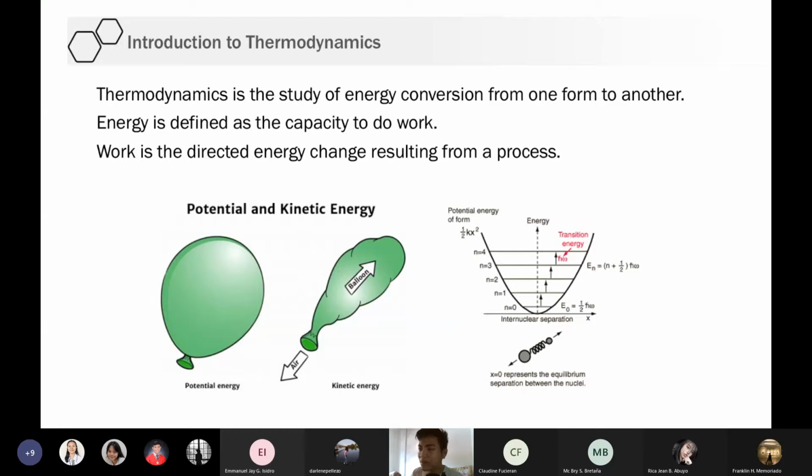Yun lang, no? So, ito yung mga uri ng basic forms of work noong high school tayo. So, we have the potential energy, and then we have the kinetic energy. Potential energy is the energy at rest, no? Okay. Meaning ng potential, ibig sabihin it has a potential to change, no? Okay, so this is the energy at rest, no? If you do something about this, magiging kinetic energy siya, no?